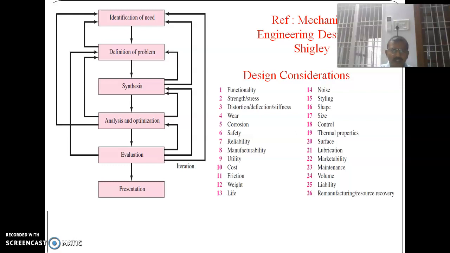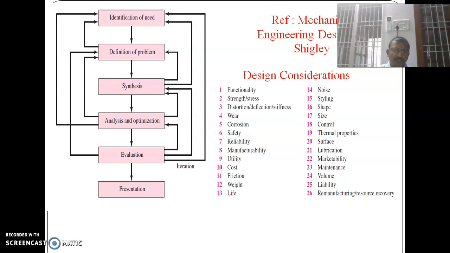Nowadays modern computer systems are available for these four steps: synthesis, analysis and optimization, evaluation and presentation. Synthesis is the process of dividing the whole product into several subsystems and analyzing the subsystems. A product cannot be fully analyzed as a whole, so it has to be divided into several subsystems in this synthesis phase. So this is the first phase.